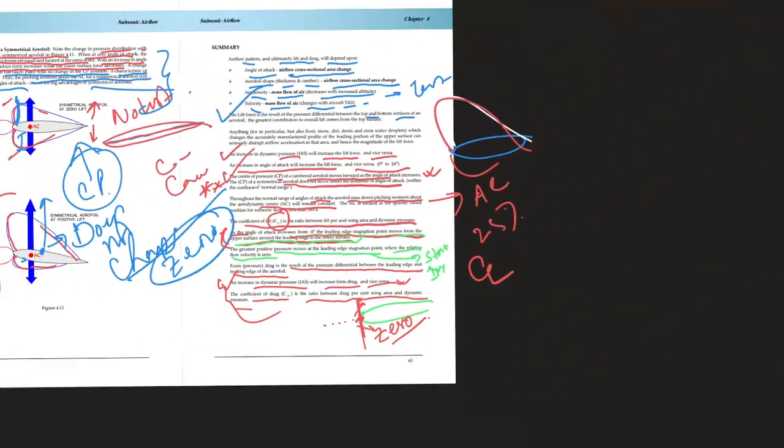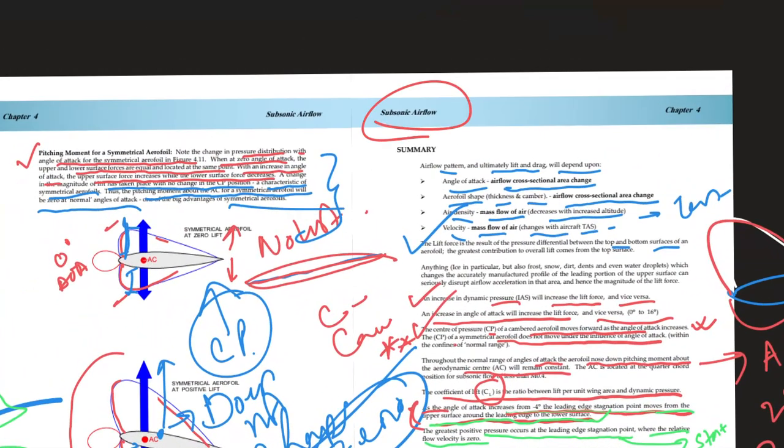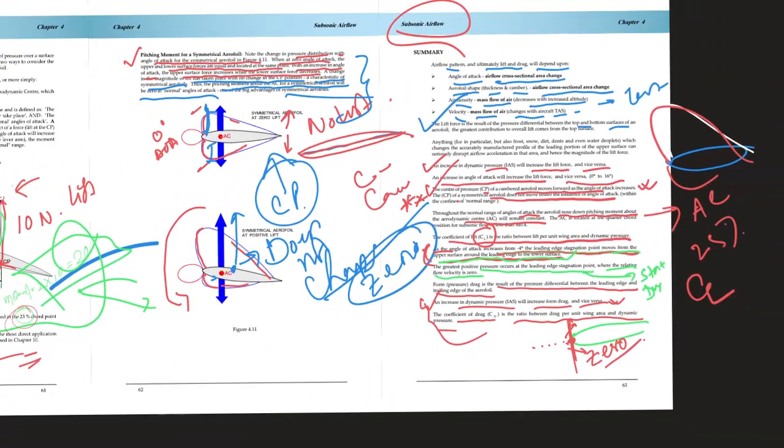So now our chapter number 4, subsonic airflow, is complete. Okay, you have to read this chapter in your Oxford book 2 to 3 times or 4 times, and watch these videos at least 2 to 3 times, then all your concepts will be clear.